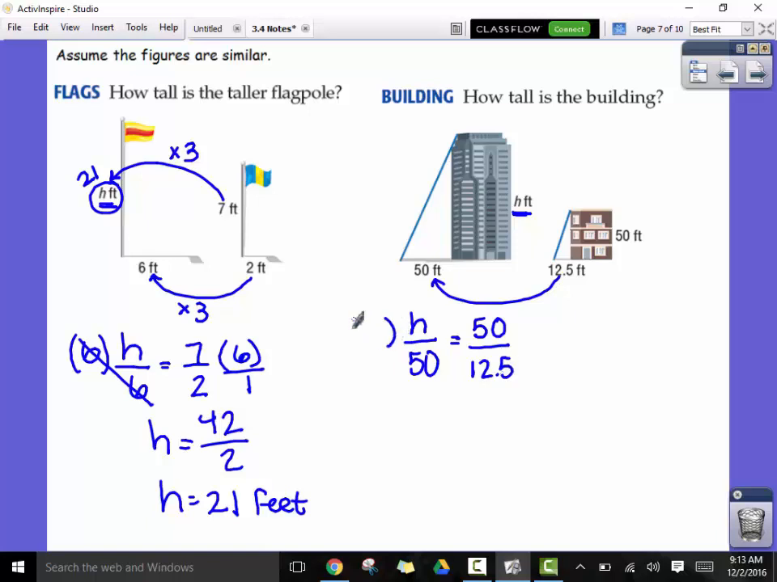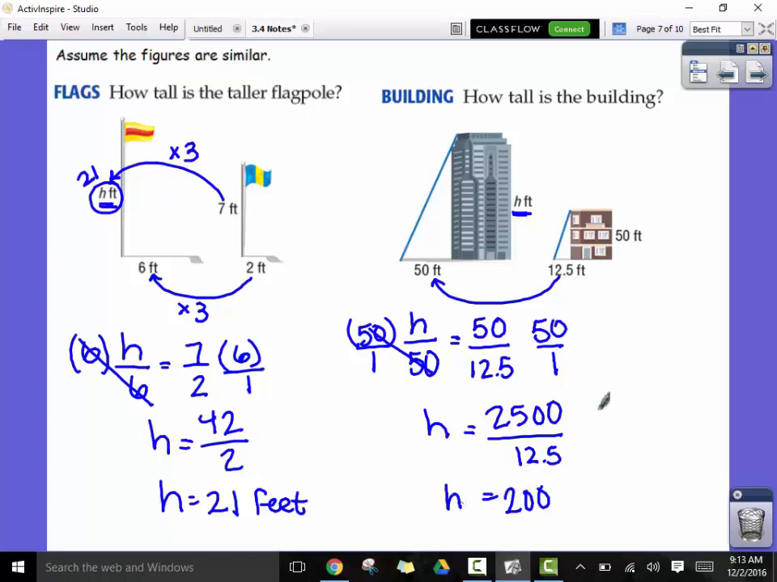Okay, so I'll undo this by multiplying by 50 over 1 on both sides. 50 times 50 is 2,500, and 12.5 times 1 is 12.5. To simplify this, 2,500 divided by 12.5 is 200. I'll write that out here. 2,500 divided by 12.5 equals 200. So that's 200 feet.